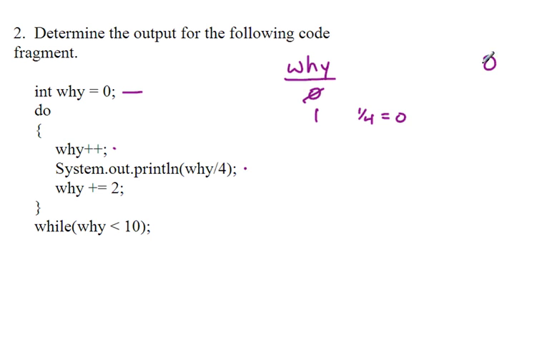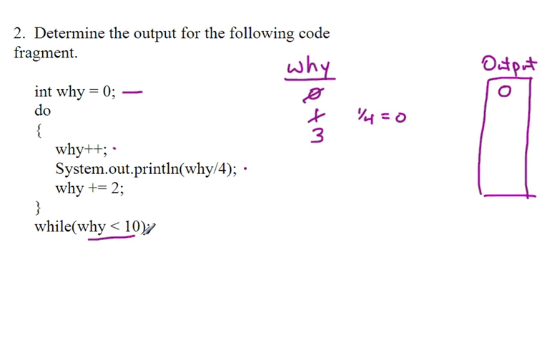So let me just put my output on a separate space here. So this is going to be my output box right here. And so it says I'm going to print that, so I print 0. And the next step says I do y += 2. So y is now 3. I check down here to see if y is less than 10, which it is, so I do this again.